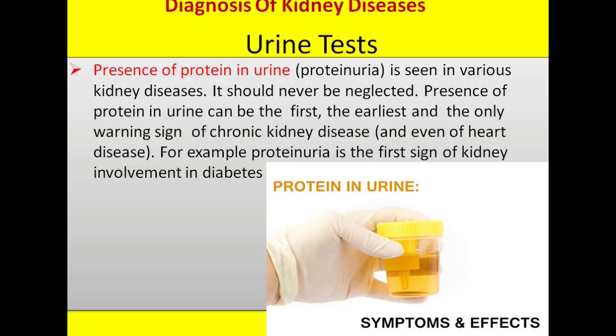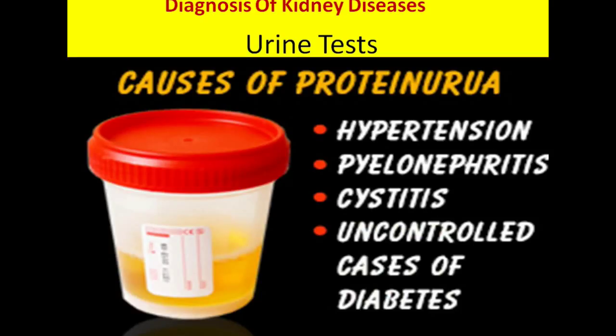Presence of protein in the urine can be the first, the earliest and the only warning symptom of chronic kidney disease and even heart disease. For example, proteinuria is the first sign of kidney involvement in diabetes. It can never be ignored as just a 1+ or 2+. Common causes of proteinuria include high BP, infection, bladder infection, uncontrolled diabetes, glomerulonephritis or nephrotic syndrome.